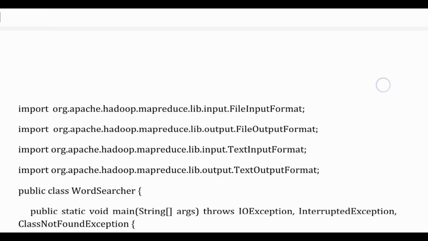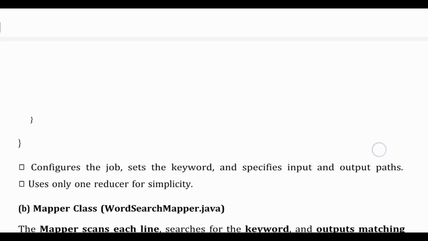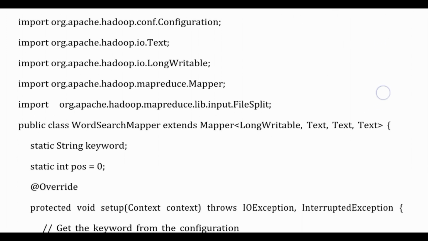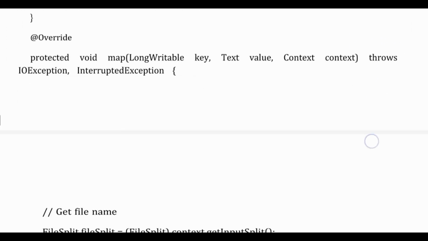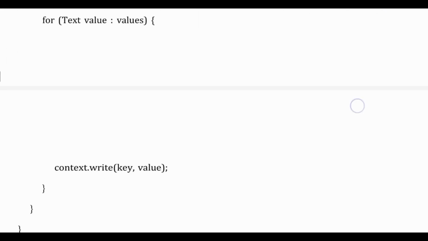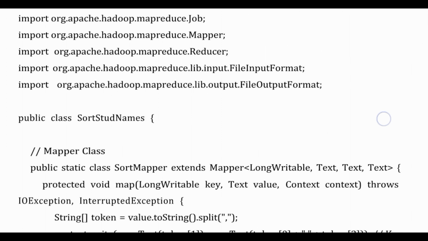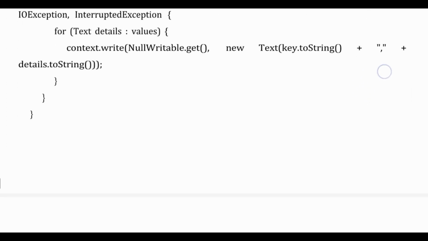Conclusion. To summarize, Hadoop revolutionized the way big data is stored and processed. With HDFS for storage, YARN for resource management, and MapReduce for parallel computation, it provides a complete ecosystem for big data analytics. That wraps up Module 2, Hadoop and MapReduce.